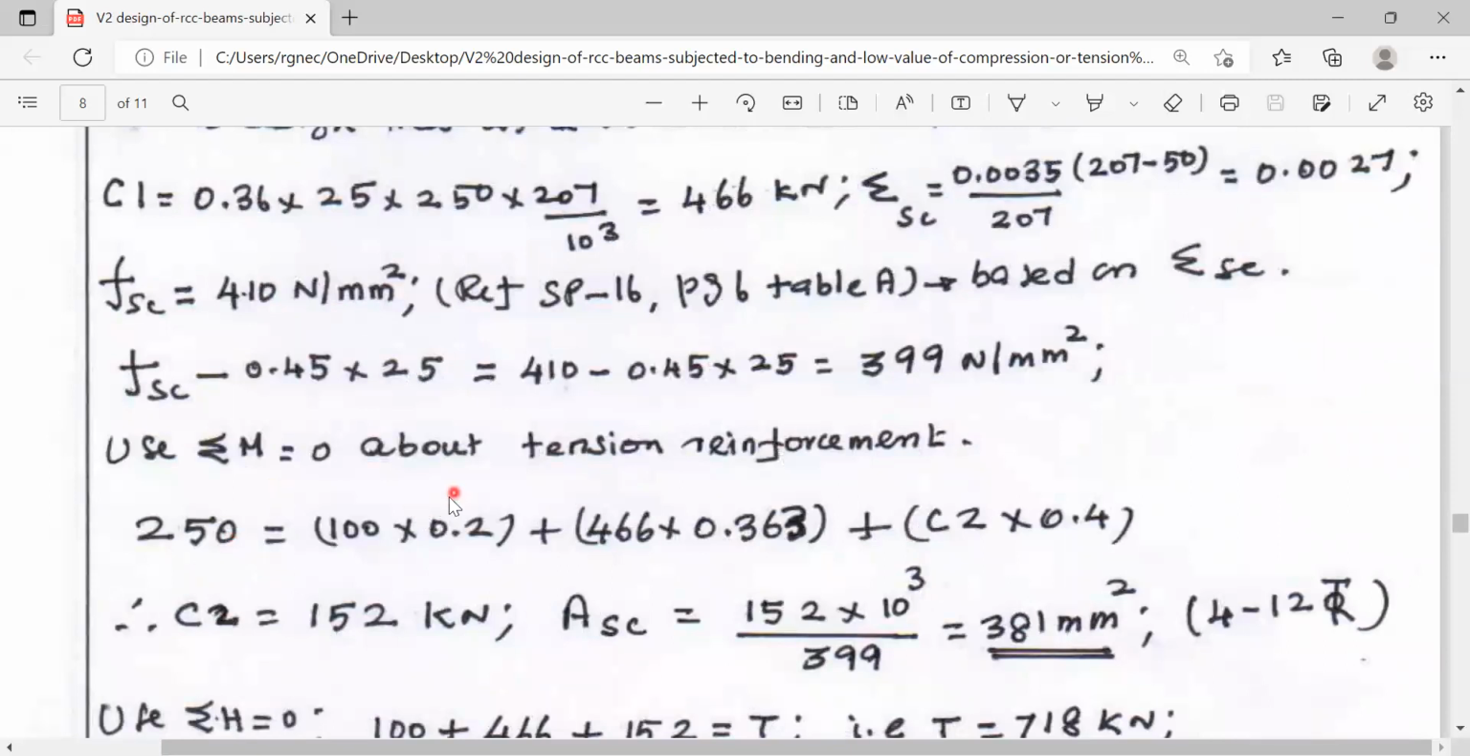So sigma M is equal to 0. We are taking the moment about the tension reinforcement. This is the external moment. This is the external tension. This is the arm distance with respect to tension reinforcement. This is the compression offered by concrete. This is the arm distance for C1 from tension reinforcement. C2 is the value of compression reinforcement, and its arm distance is 0.4. Now, the only unknown in this equation is C2. It is obtained as 152 kilonewton. Now, the area of compression reinforcement is equal to this compression value divided by 399, which is nothing but the stress in the compression reinforcement. Therefore, the area of compression reinforcement works out to 381 millimeter square. Now, you can fix the number and diameter of the reinforcement.